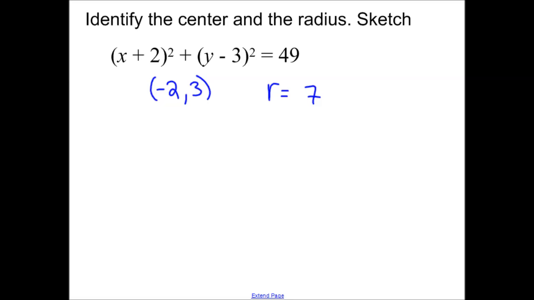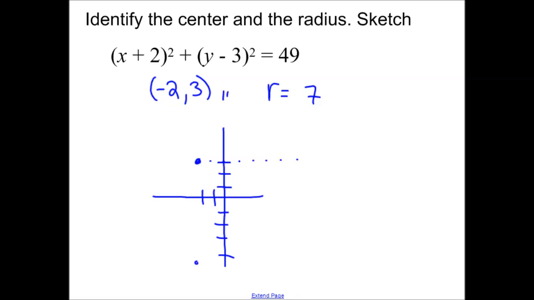So if I wanted to sketch that, I could just go out -2, then 1, 2, 3, put a dot, and then count 7 places over. I'm not so great at drawing circles, so you don't have to be either. 1, 2, 3, 4, 5, 6, 7. And count 7 down here. So if I'm at 3, I'd be at -4. Count 7 up here, so I'd be at 10.